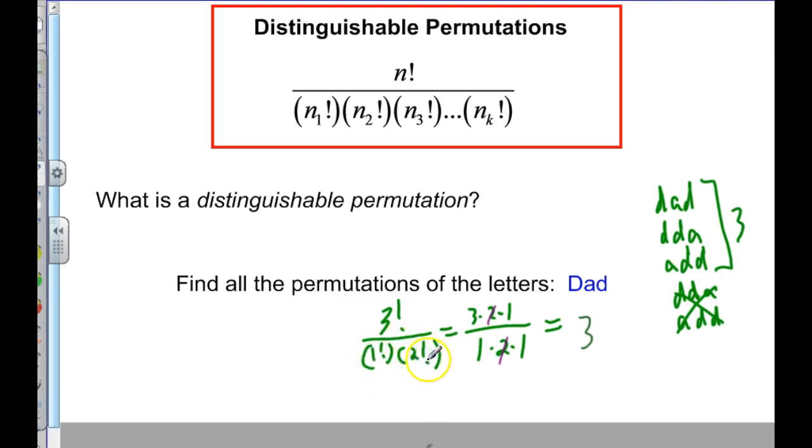Basically, these are all the grouped categories, because we have no way to distinguish between ADD and ADD. Sounds like the same exact thing. So it's not a distinguishable permutation, right? So we need to be able to distinguish between the two.